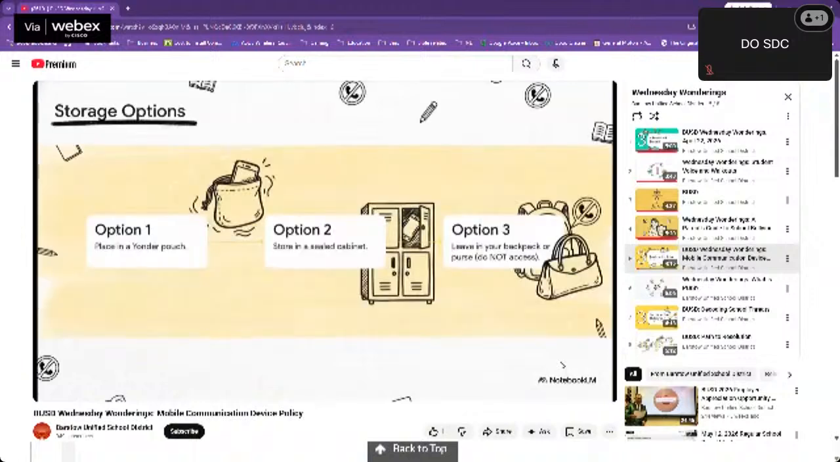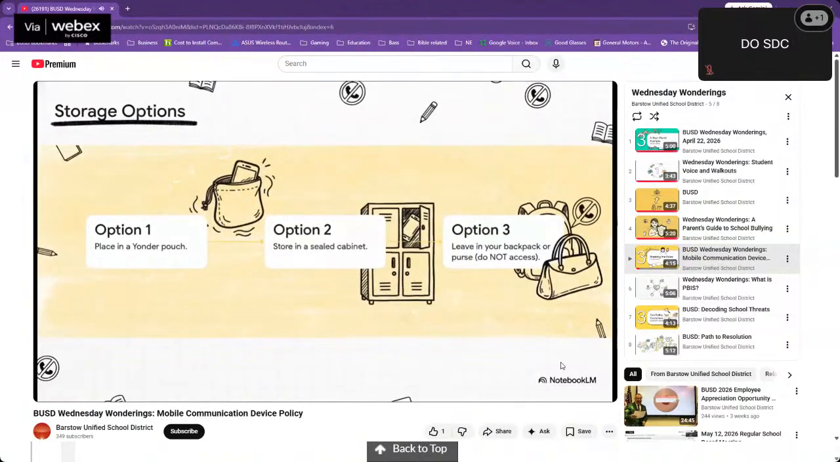So the district gives you three clear options for where to put your device. Some classrooms might use Yondr pouches or have a special sealed cabinet. The third option, and probably the most common, is to just keep it in your backpack or purse. But, and this is the key detail, you cannot touch it or access it during class. It has to stay out of sight and hopefully out of mind.